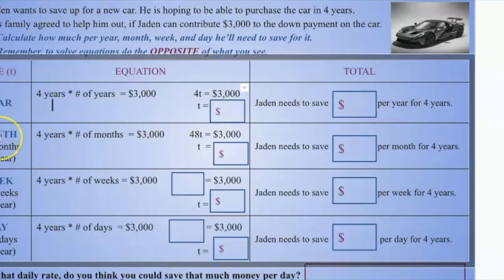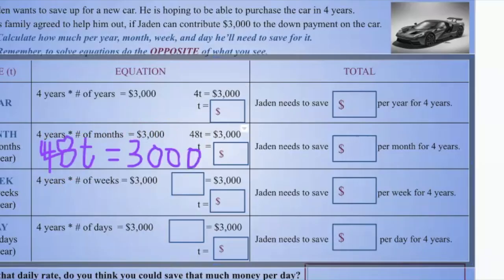Now we're going to look at the number of months. Remember that there's 12 months per year. So if he's saving for 4 years times 12 months per year, we need to take 4 times 12. What's 4 times 12? If you don't know, use your calculator. Oh, right, it's right here. 4 times 12 is 48. So now we're going to calculate how much he needs to save per month by dividing both sides by 48.